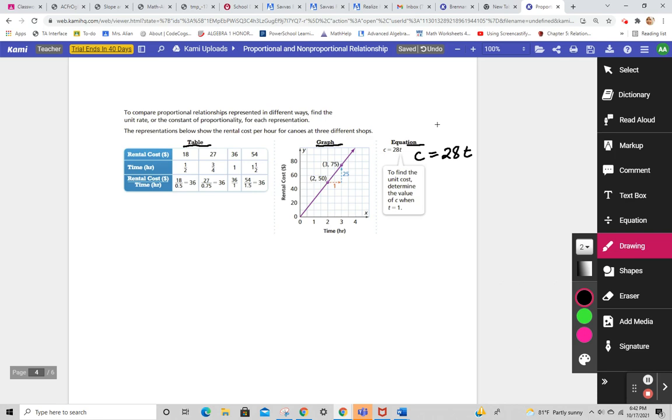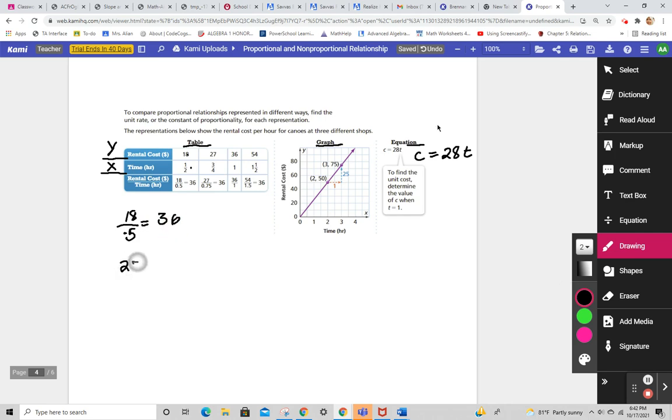So looking at this one right here, 18 is our Y value. Let's start looking at the table first. This represents your rental cost, which means this is your Y value. It's your dependent value. Time will always be your X value, your independent value. So if you take Y and divide that by, 18 divided by 1/2, or let's say 0.5, it's the same thing, you're going to get 36.